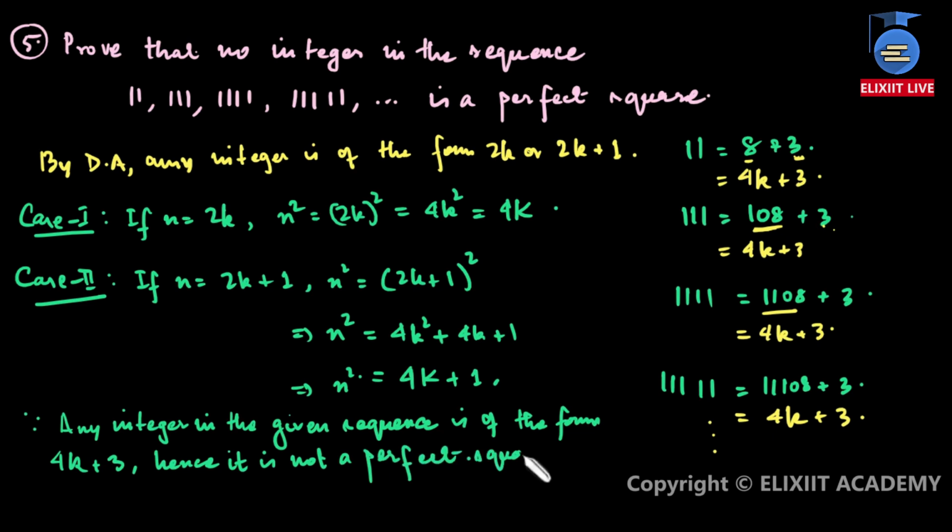You can add one more line if you want, that the square of any integer is of the form 4k or 4k plus 1 and not of the form 4k plus 3. So definitely this is not a perfect square. Clear? Take this down.